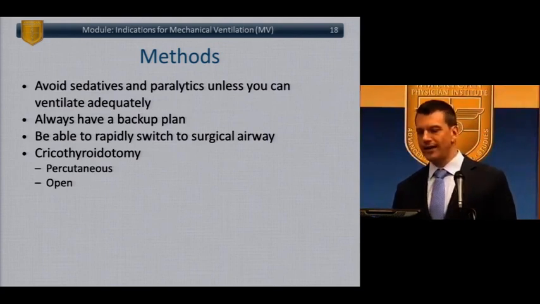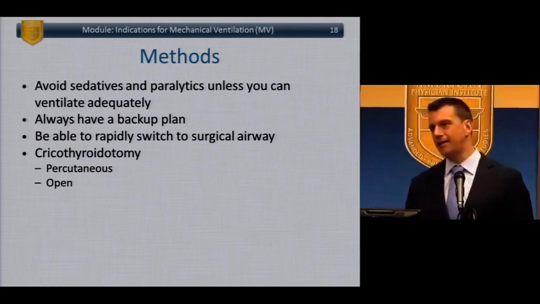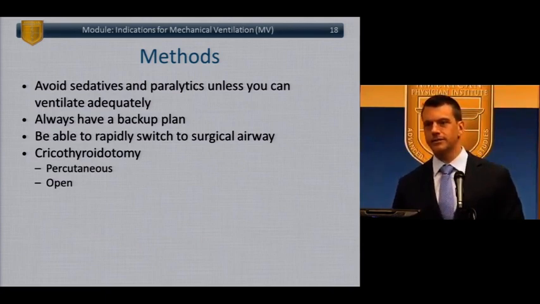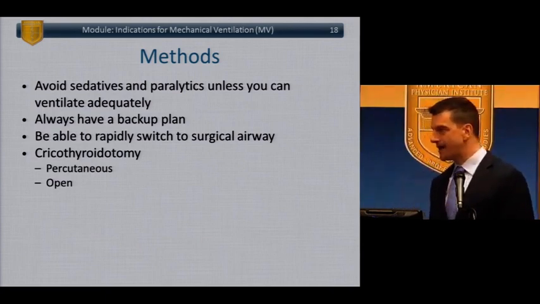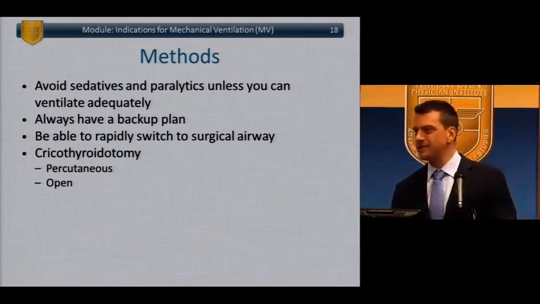So avoid sedatives and paralytics unless you can ventilate adequately. You want to make sure that you can bag them and get a seal, because there's going to be that point after you sedate where you have to bag and oxygenate prior to intubating for some period of time. Always have a backup plan of what you're going to do next and make sure it's available. Be able to rapidly switch to that surgical airway if needed.